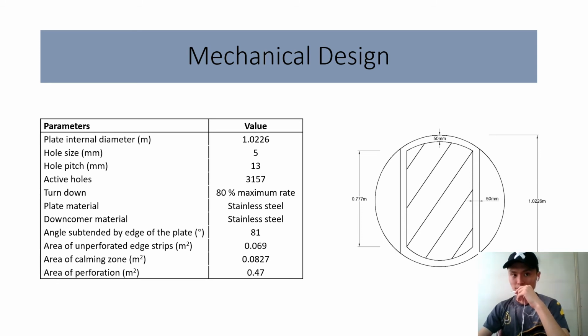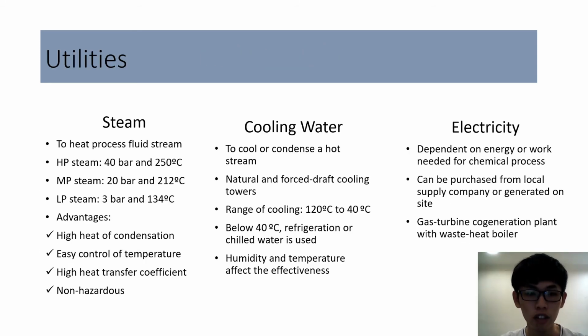Thank you. The demand for electricity depends on the energy or work needed for chemical processes. It can be purchased from a local supply company or generated on-site. To generate on-site, a gas turbine cogeneration plant with a waste heat boiler is used. Cooling water is used to cool or condense a hot stream. The range of cooling is between 120 and 40 degrees Celsius. Below 40, refrigeration or chilled water will be used. If the ambient temperature and humidity are high, then a cooling water system will be less effective and air coolers or refrigeration will be used instead.